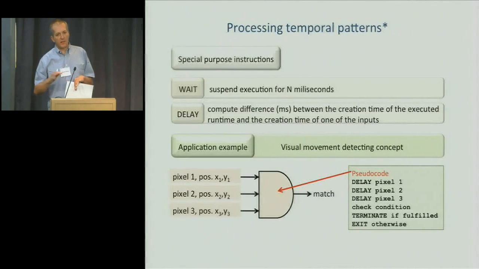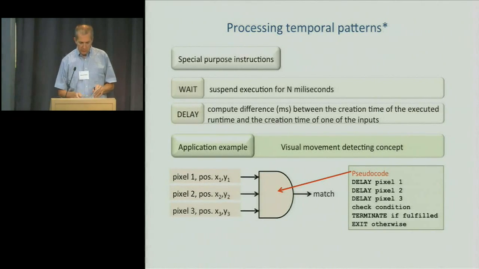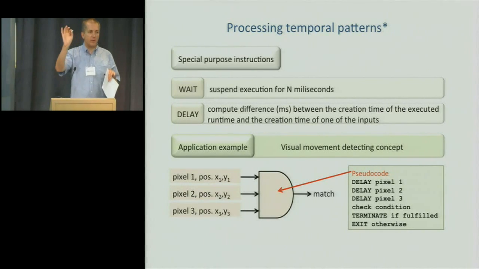between the current runtime and one of the inputs, the creation times of this. So, for instance, this is an example of how this could be used. There's possibly a concept that measures differences of 3 pixels in visual scenes. So, for instance, if we have a tiny object, we can just measure its behavior.